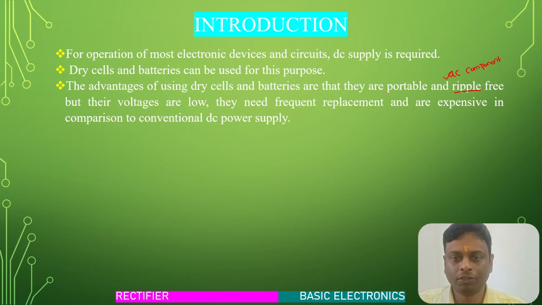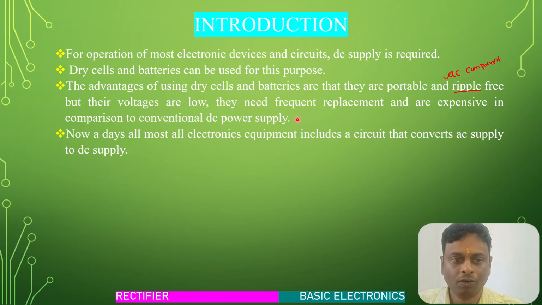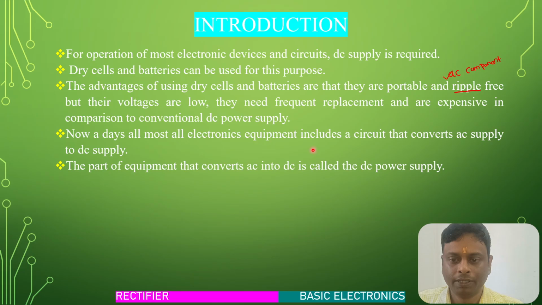These are the advantages of using dry cells and batteries, but the thing is that their voltages are low, and they need frequent replacement, and they are expensive as compared to the conventional power supply. That is why we need a circuit that converts from AC to DC. That is why we have a DC power supply, which converts from AC to DC.